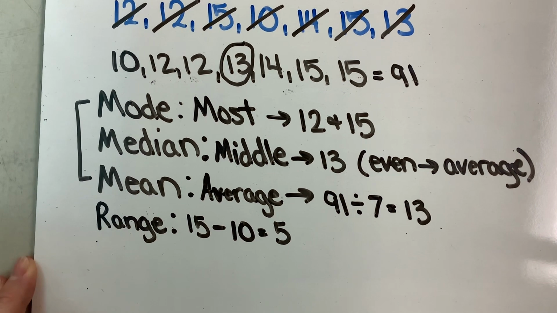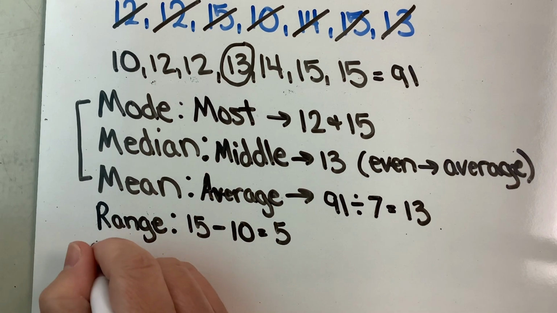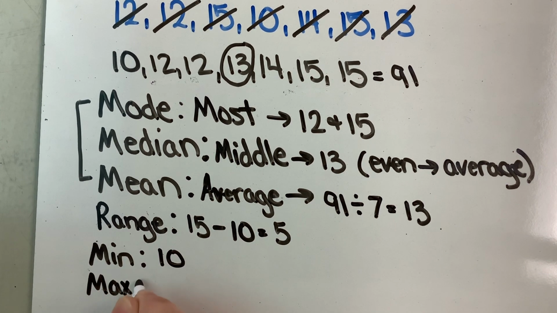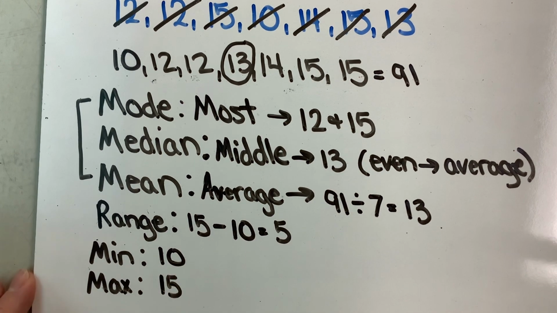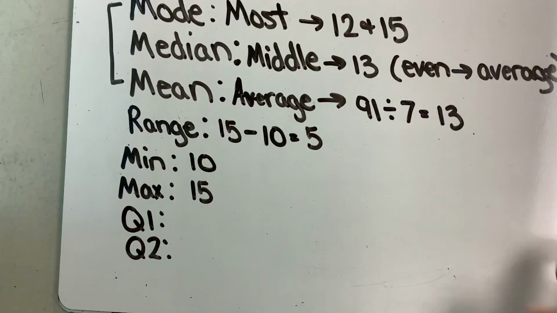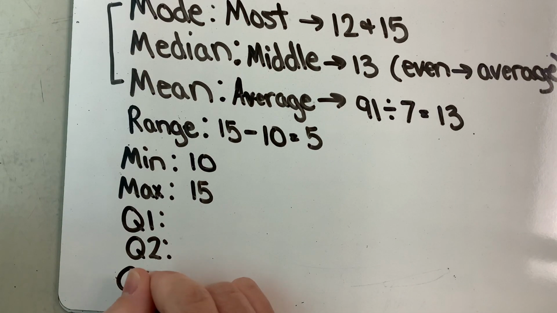Now, we can also go on from there and we can do a few more things with these numbers. We can list the minimum. So the minimum is 10. The maximum is 15. And now I'm going to look at something called quartiles. Quartiles, we have Q1, Q2, and Q3. There are 3 different quartiles.